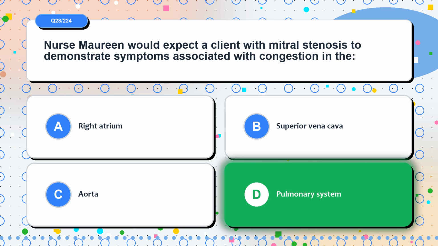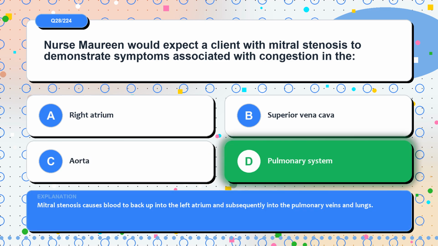The correct answer is option D. Pulmonary system. Mitral stenosis causes blood to back up into the left atrium and subsequently into the pulmonary veins and lungs.